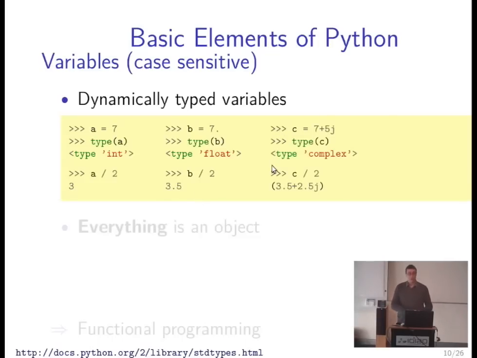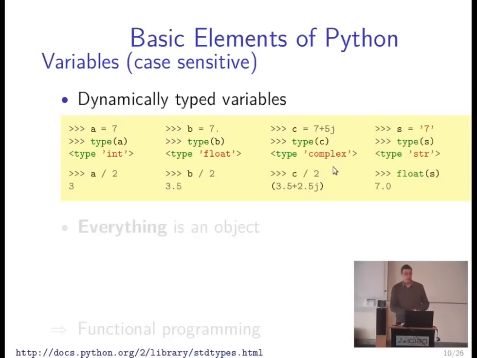In Python, there is also an integrated complex type, and you can create it either by calling the constructor of a complex value or just by typing a complex literal, which is indicated by the j, so 7 plus 5j. And the type is complex, and when you divide, of course, you will get the complex division.